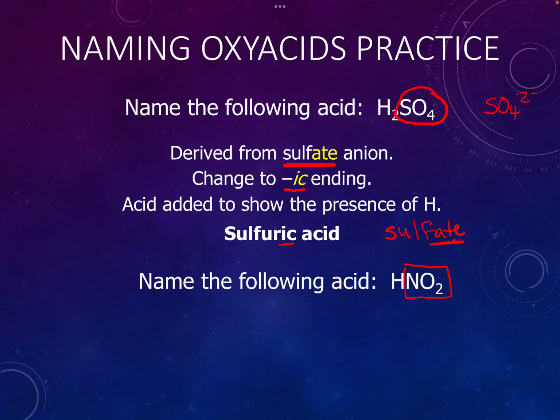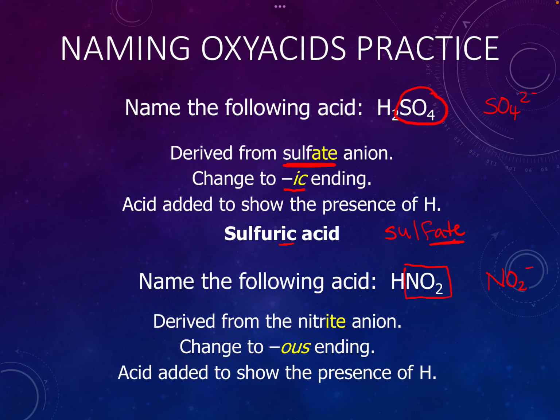This is another polyatomic ion that we recognize. NO2 is NO2-. That's nitrite. Remember that ite polyatomic ions turn into us acids. So nitrite, we change it to end in OUS, so this becomes nitrous acid. They're all going to end in the word acid because they're acids, but the ate polyatomics go to ic, whereas the ite polyatomics go to us.